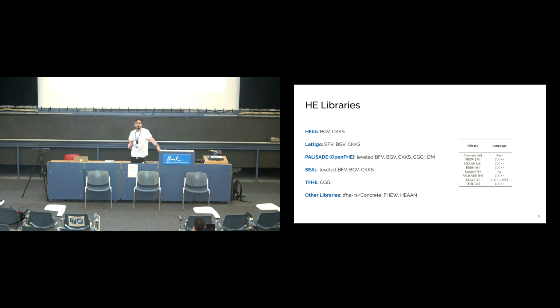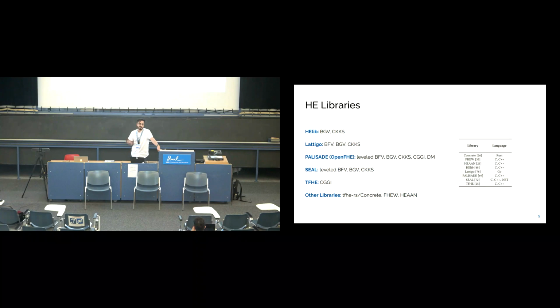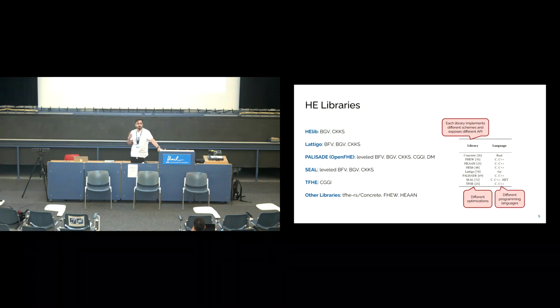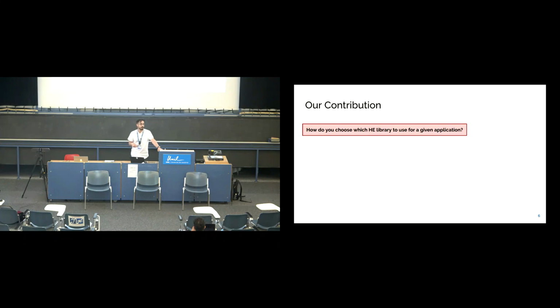Now, we have many homomorphic encryption libraries that implement some variants of these schemes, and each library has different optimizations, and they also expose a different API, and they are also written in different languages. And all this leads us back to our original question: how do you choose where to get started with homomorphic encryption, which library to use for your given application?